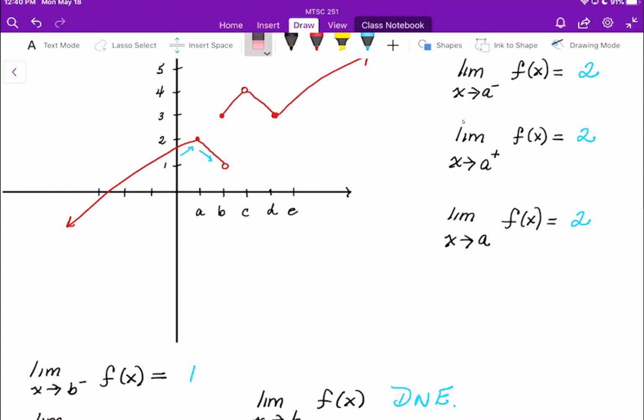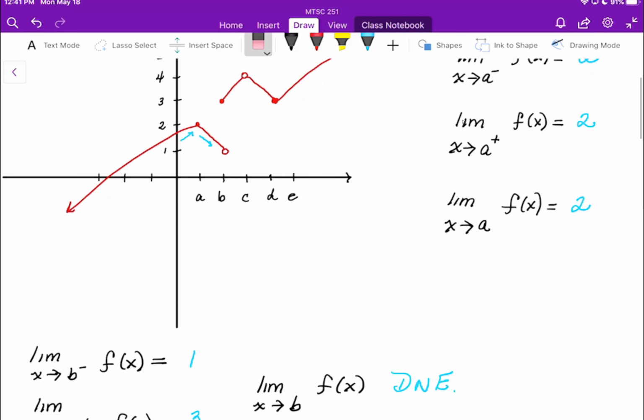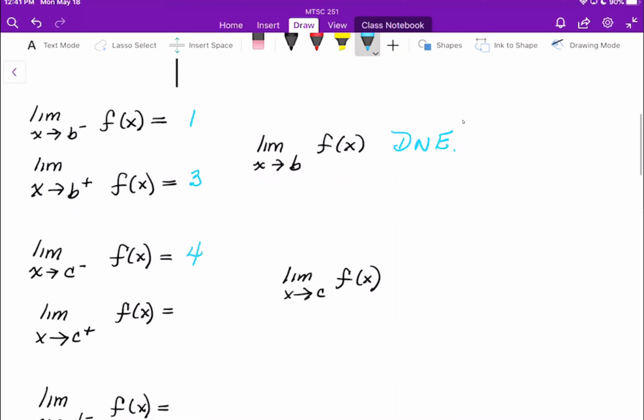Okay, so let's look at the limit as x approaches c from the left. As x approaches c from the left, our function is going up to 4. And as x approaches c from the right, our function is going to 4. So therefore, the limit as x approaches c is equal to 4.